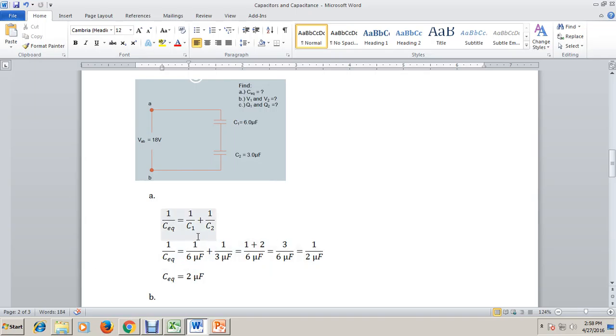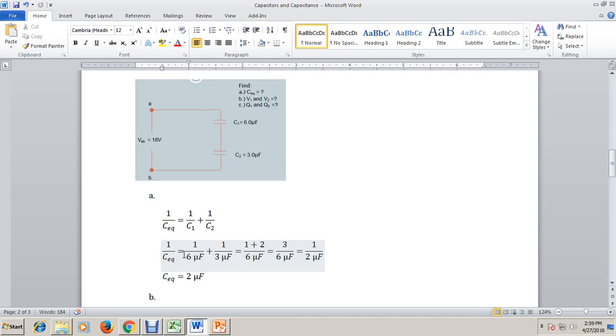Okay, so substituting the values, 1 over 6 microfarads, 1 over 3 microfarads, this is being summed so you will be using the sum of fractions. So you should be able to get 1 over 2 microfarads. Now remember, this form of the equation is 1 over C equivalent is equal to 1 over 2. This is 1 over C equivalent, not C equivalent.